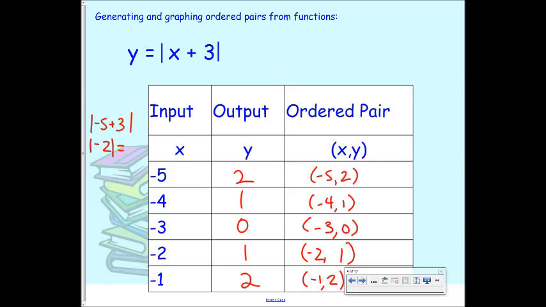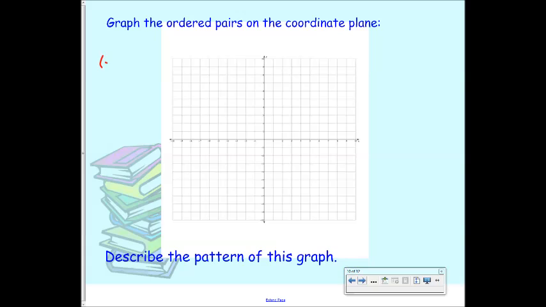Our first one is negative 5, 2. All right, negative 5, 2, so I go over negative 5 up 2, negative 4, 1, negative 3, 0, negative 2, 1, and negative 1, 2. All right, did that make a line? Well, not that. No, how many lines did it make? It almost makes 2 lines.